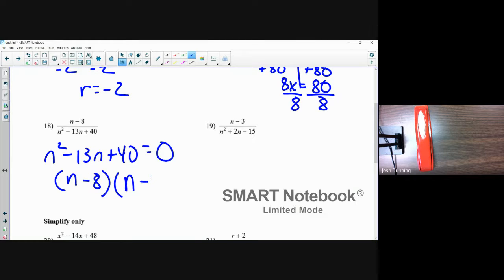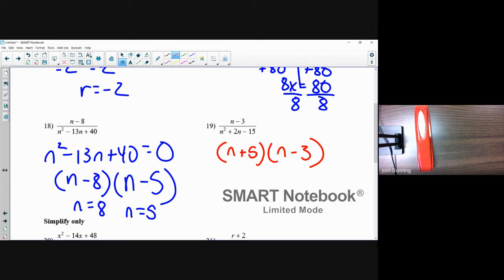And I think you even had to do this one earlier, 18 and 19. Then just don't forget, it asks for the value that makes that undefined, so you've got to tell me what it equals. Change the sign. Change the sign. 19: n plus 5, n minus 3. Those are the factors. Don't forget to change the signs. I know I said that a bazillion times, but there we go. So that's what you do when it says undefined value.